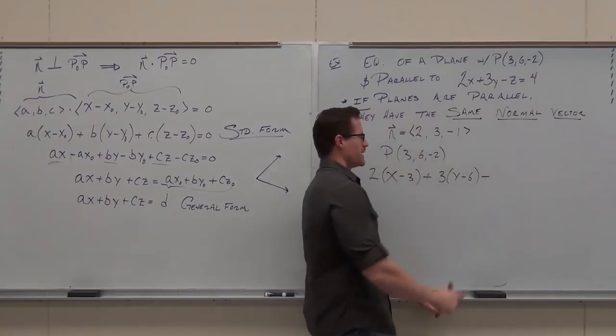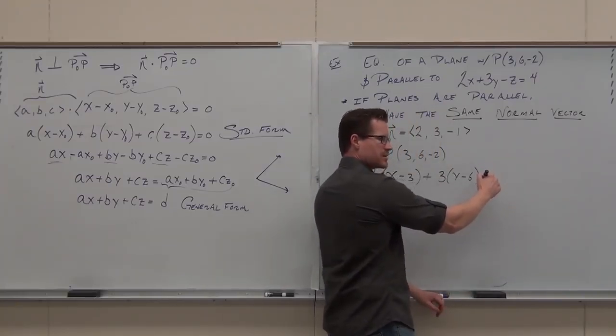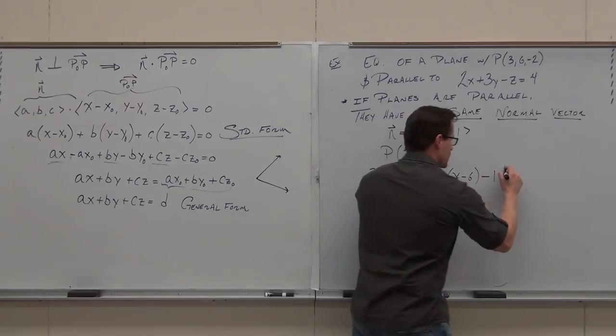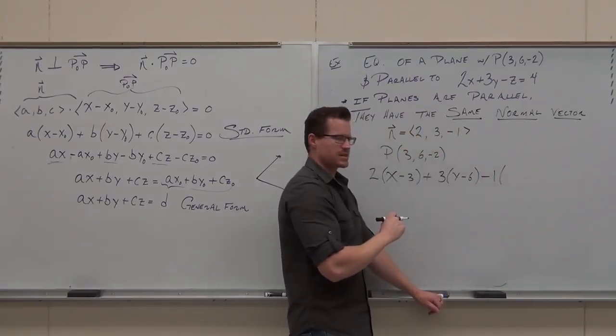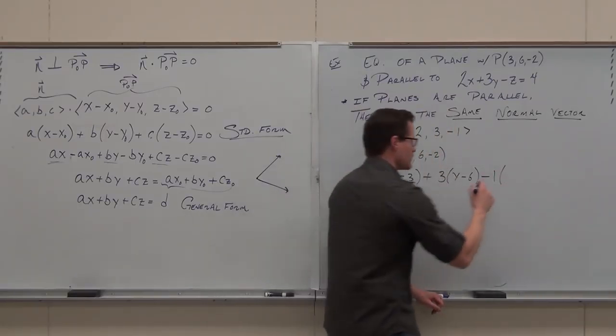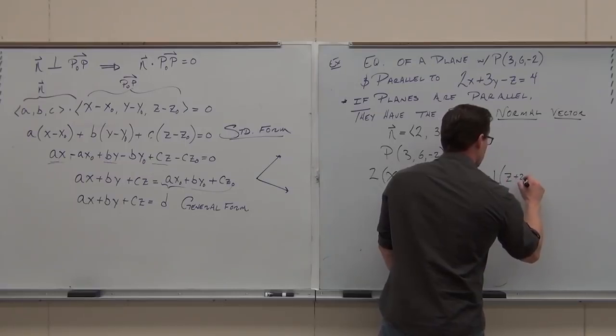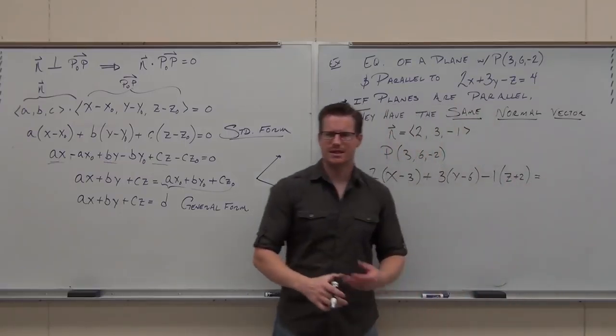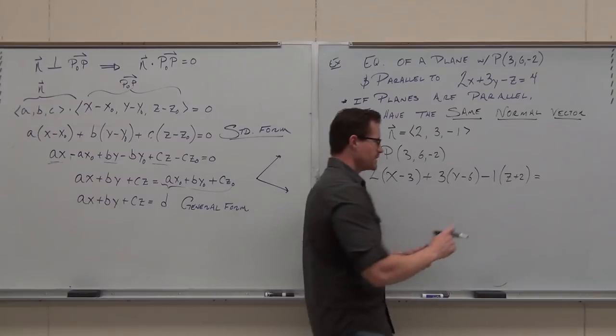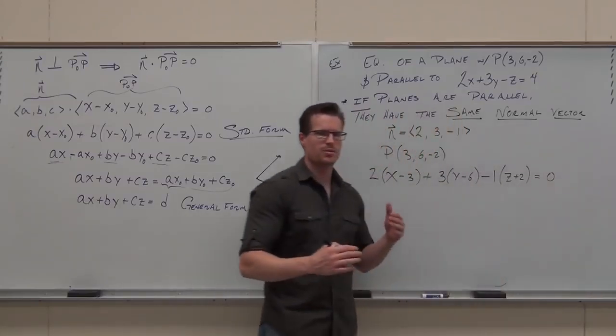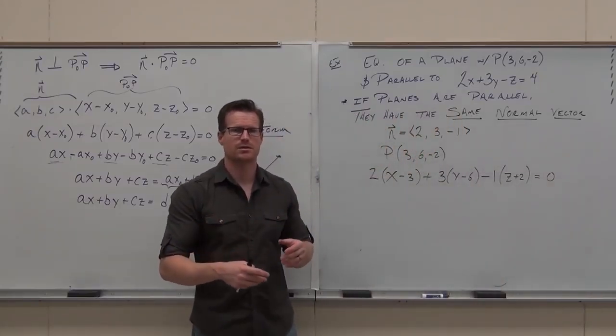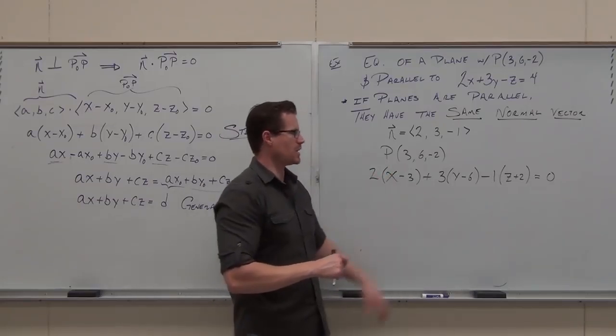Am I going to have a plus or a minus? Watch your signs. And then z plus 1, or sorry, z minus 2. What's that one? Plus 2. What's it equal? Because it's got to equal something. It equals 0, from the nature of the dot product of perpendicular vectors giving us 0. That's what it's built off of.